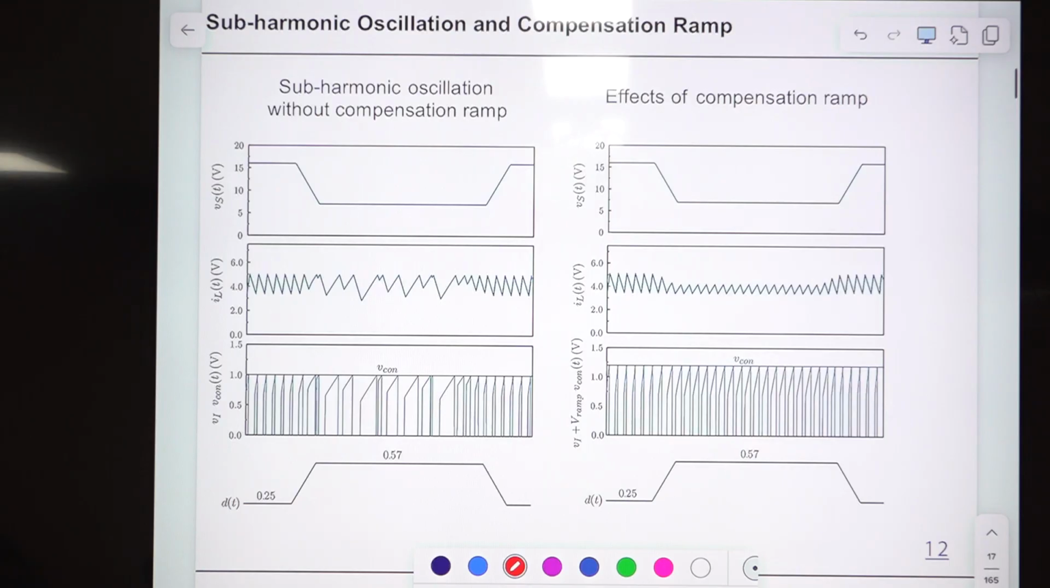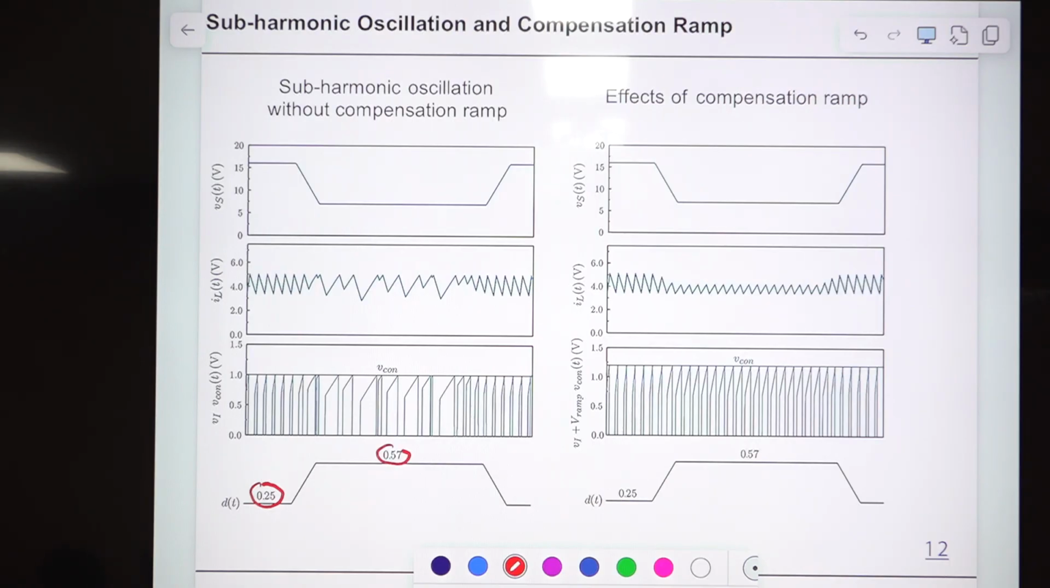This is an example of the subharmonic oscillation. This was a buck converter, and this is the input voltage, and this is the inductor current. This is the control voltage here. The control voltage is fixed, and the duty ratio is increased from this value to this value.